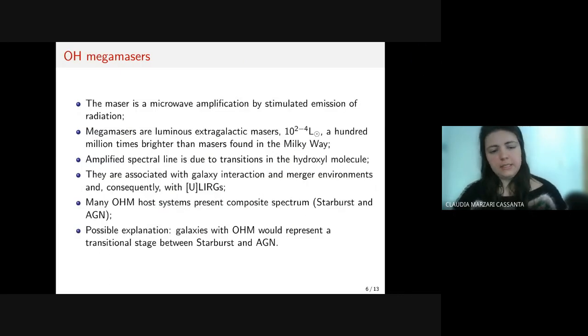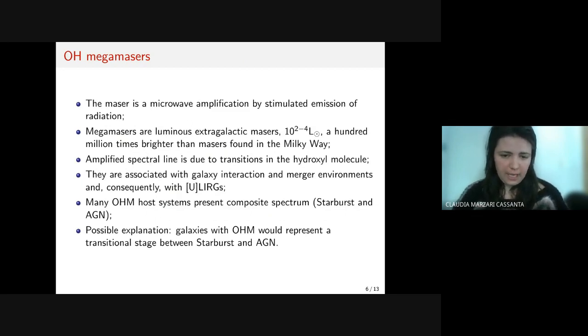The maser is a microwave amplification by stimulated emission of radiation. It's similar to a laser, but instead of light amplification, it's microwave amplification. Megamasers then are luminous extragalactic masers with luminosities between 10 to the power of 2 and 4 solar luminosities, 100 million times brighter than masers found in the Milky Way. They have that name because the amplified spectral line is due to transitions in the hydroxyl molecule.